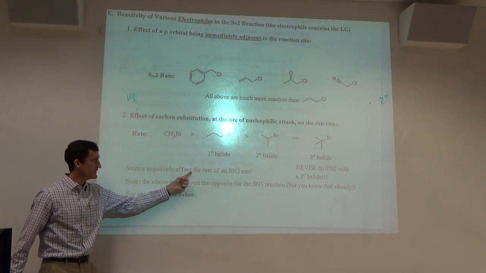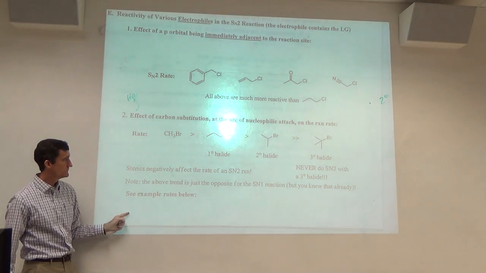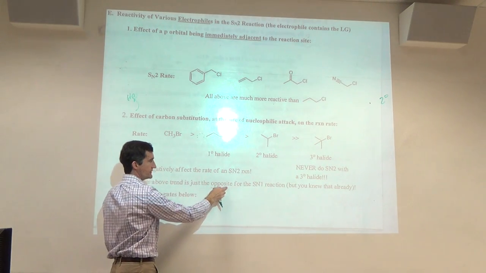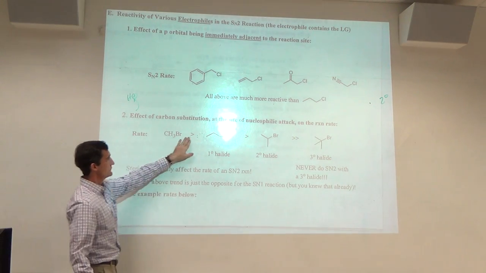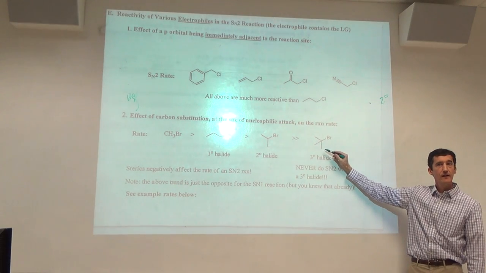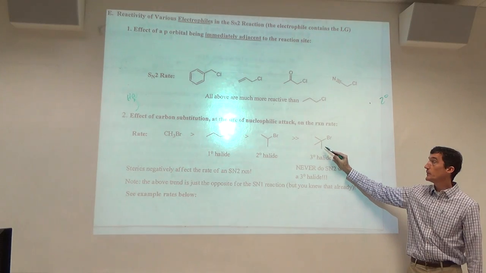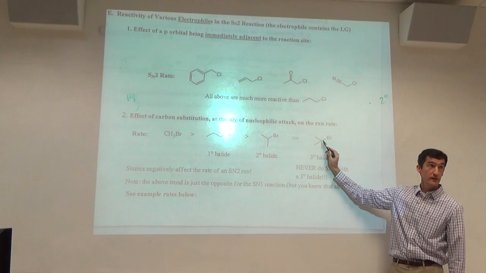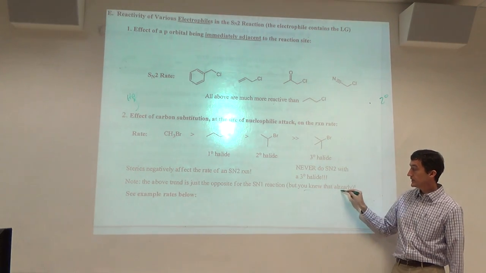Sterics negatively affect the rate of an SN2 reaction. Note, the above trend is just the opposite for an SN1 reaction. Which reacts faster with an SN1? Tertiary. Why? Because the rate determining step is forming a carbocation. Which one of these is going to form a carbocation the fastest? Tertiary. The trend is just the opposite for SN1. But you knew that already.